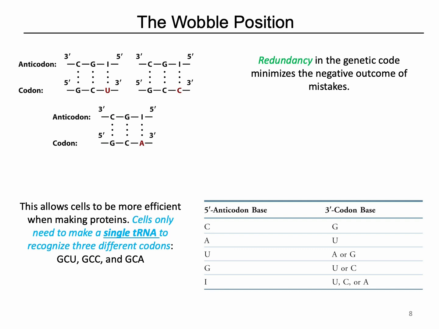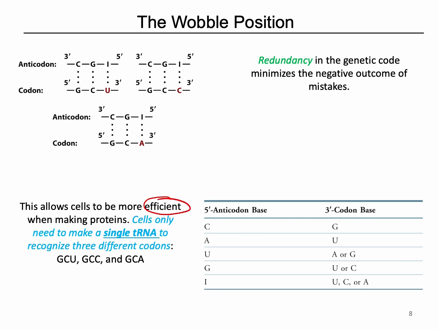So the fact that the first and second positions are by far the most important in putting the right amino acid onto a growing protein chain, that makes it much more likely to have the right sequence of protein. Okay. It also lets cells be a lot more efficient when they're making proteins.